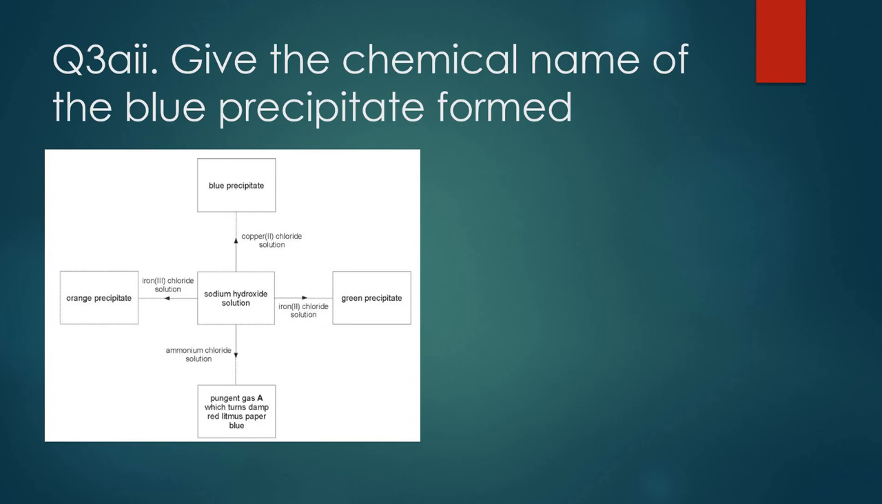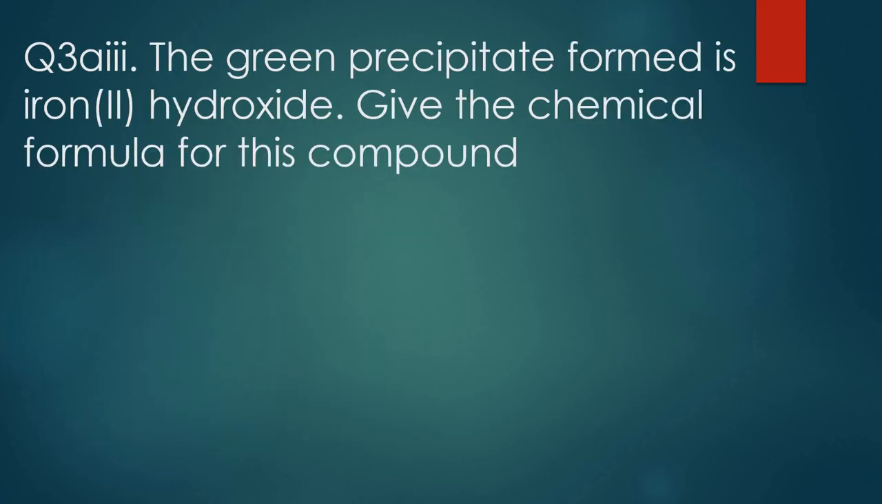Give the chemical name of the blue precipitate formed. This is copper 2 hydroxide. The green precipitate formed is iron 2 hydroxide. Give the chemical formula for this compound. Here we have Fe, OH, and we have 2 of the OH groups.